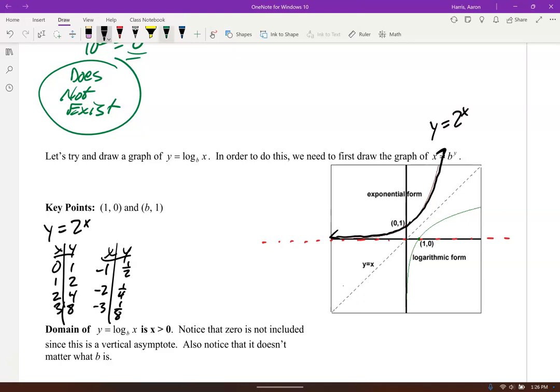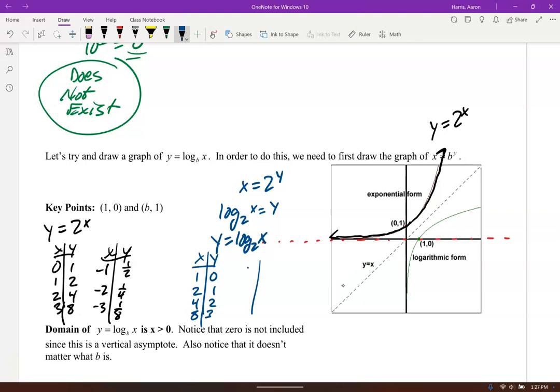Well, its inverse would be where we switch x and y. So instead of y equals 2 to the x, it'd be x equals 2 to the y. In other words, let's do that in logarithmic form. 2 to the y equals x. So y equals log base 2 of x is the one that we'll graph now, and so that'll flip all those points around. So instead of 0, 1, we'll have 1, 0. Instead of 1, 2, we'll have 2, 1. Instead of 2, 4, we'll have 4, 2, and 8, 3, and so on. All these points flipped around.